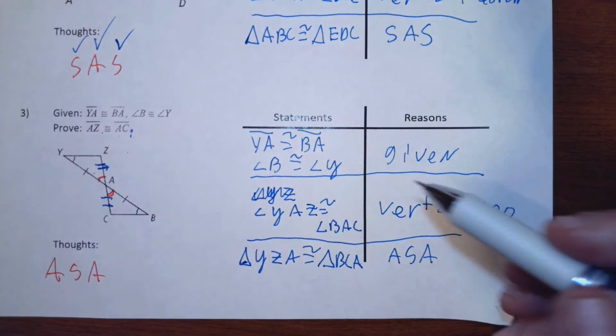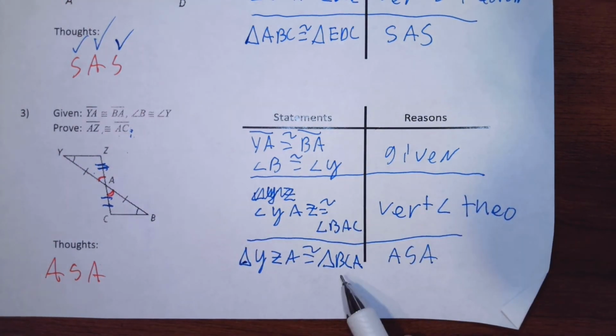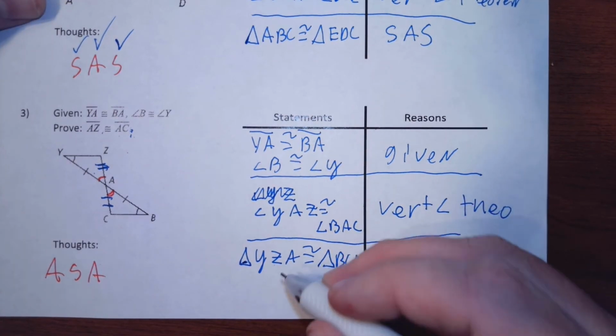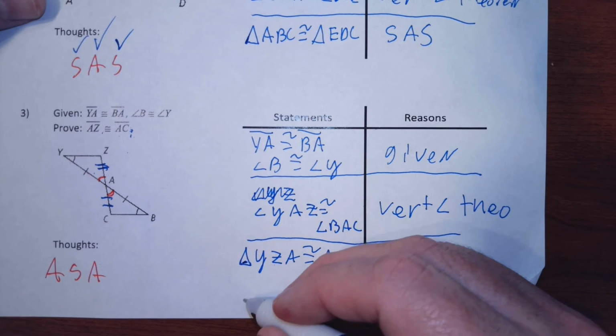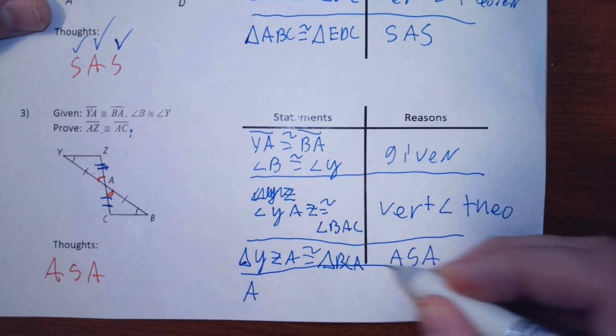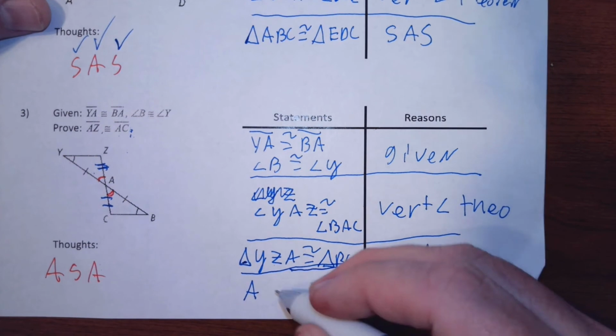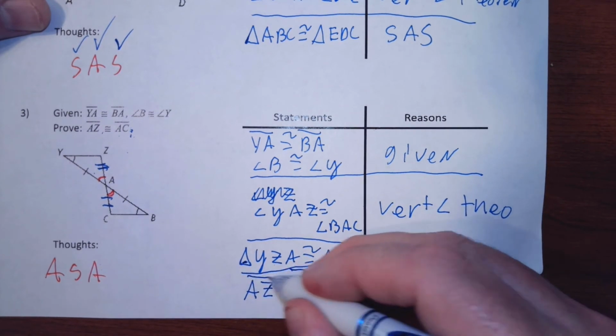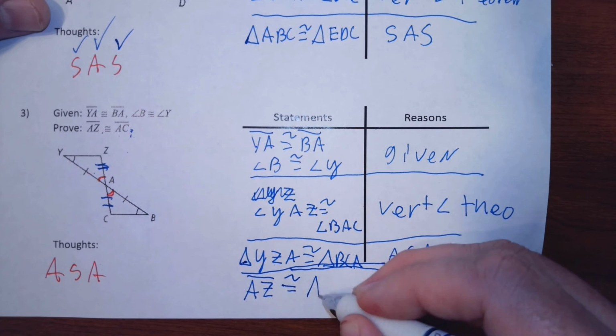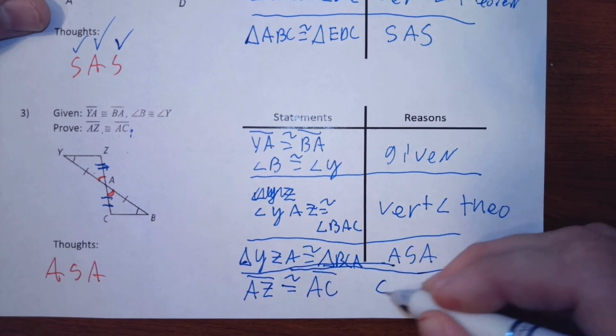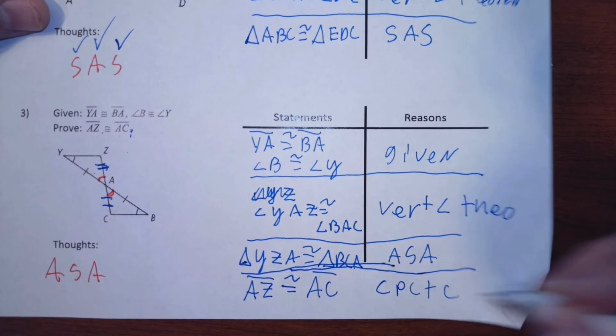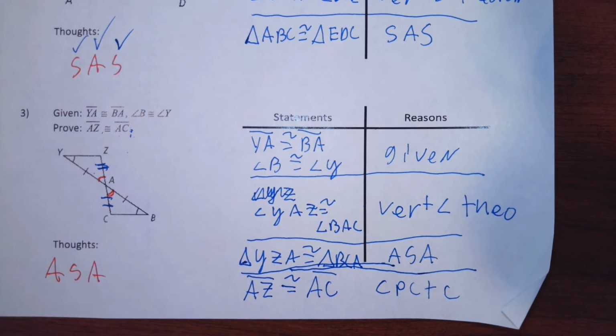Based on my congruency statement here, they are, let's see, ZA, yep, and CA, yep. They are going to be corresponding parts. So I'll make my final statement here. Oops, mark through there. AZ is congruent to AC, and that is CPCTC. Corresponding parts of congruent triangles are congruent. All right, moving right along.